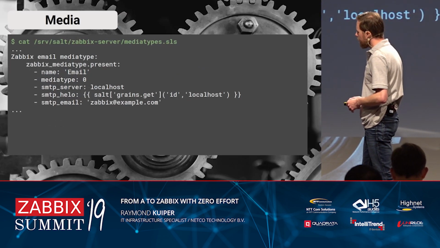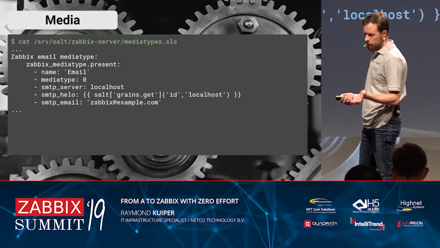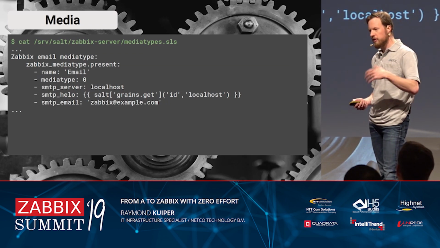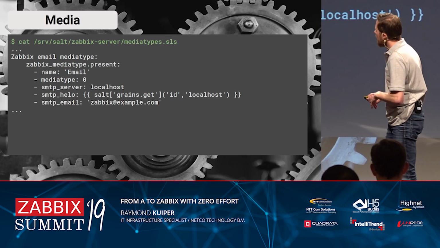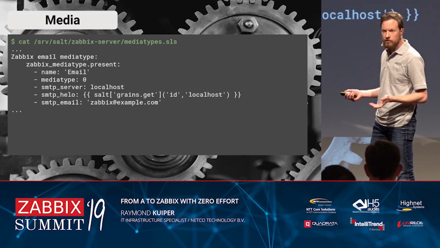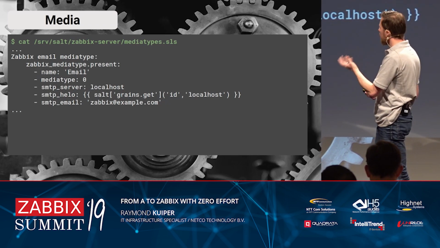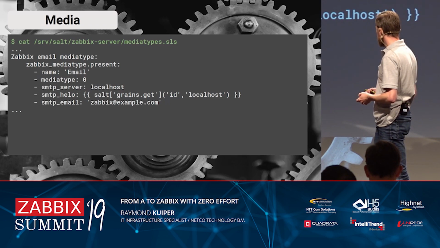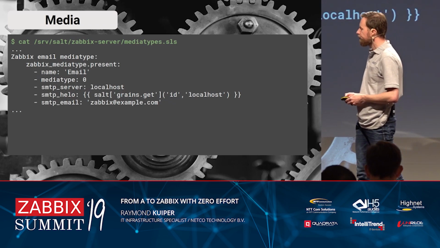So then, of course, we have basically an authentication backend. So now we want to define some media. And we also use SaltStack for this. So we just have a little SaltStack file which tells the server, okay, you need to set up an email media type.